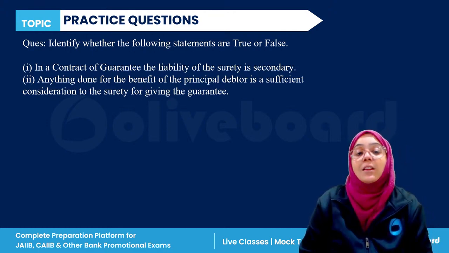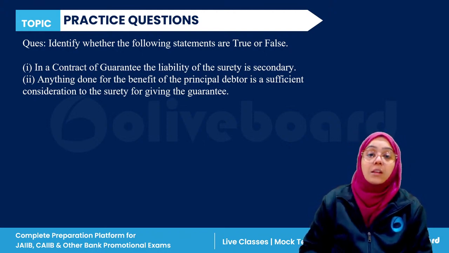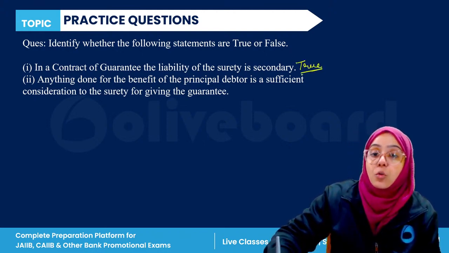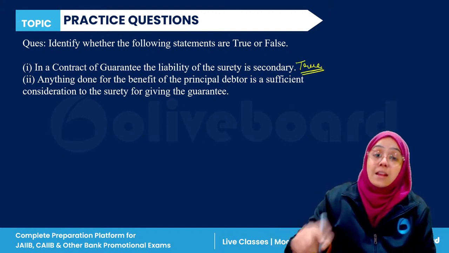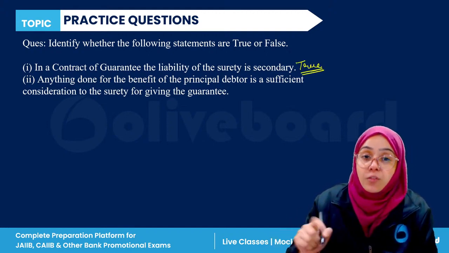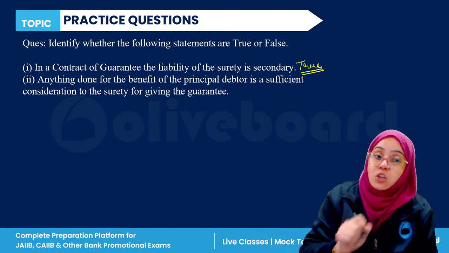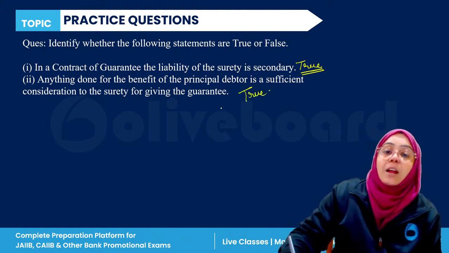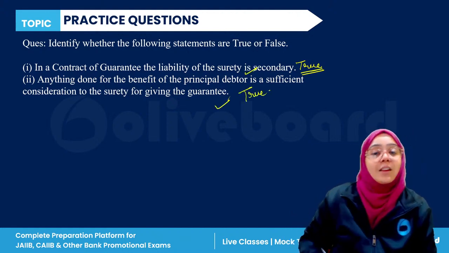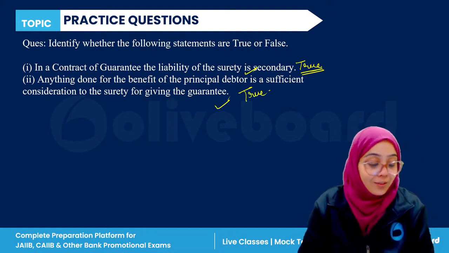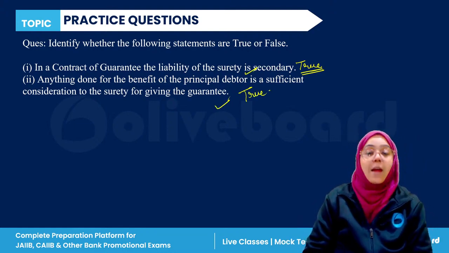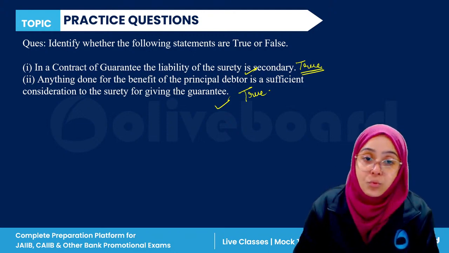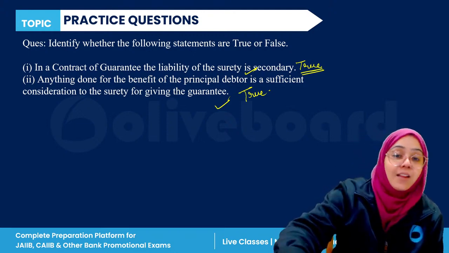Identify whether the statement is true or false. In the contract of guarantee, the liability of the surety is secondary. It is true. Second, anything done for the benefit of the principal debtor is also sufficient consideration to the surety. It is also true. So the correct answer is that both the statements are true in this case. You have to identify which is true and which is false. Both the statements are true.